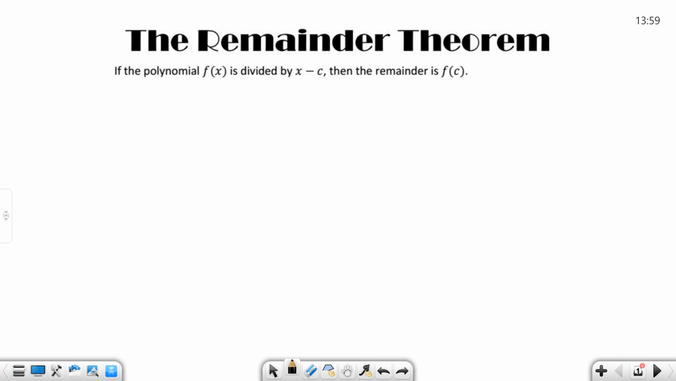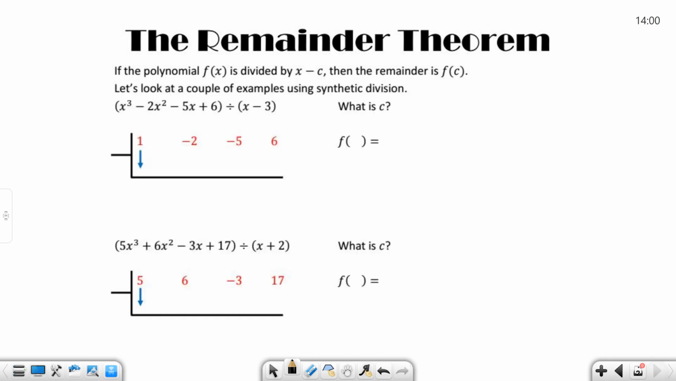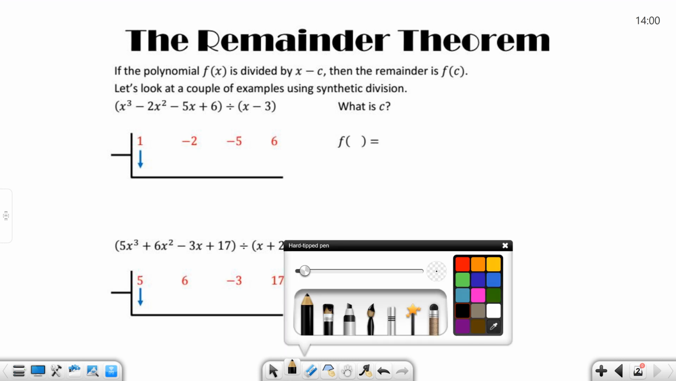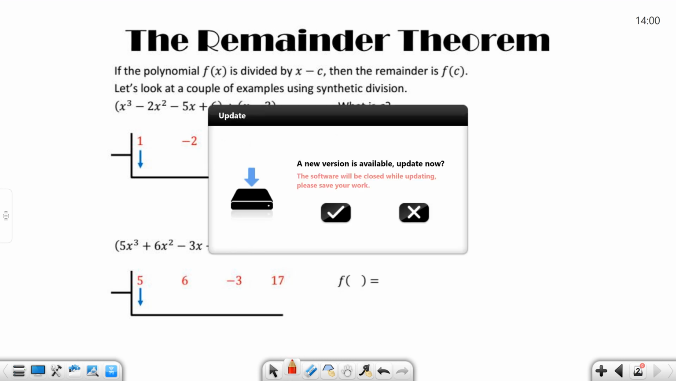All right. So what this means is if I divide some polynomial, f of x, we're going to call it, by x minus c, then the remainder is f of c. That means if I plug c into whatever that f is, and I get out 10, well, if I do the division of polynomial divided by x minus c, the remainder is also 10. And this is a very nice result in math. So let's look at a couple of examples here, all right, and let's use synthetic division to do this.